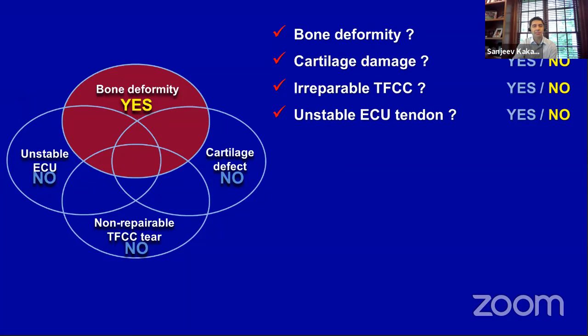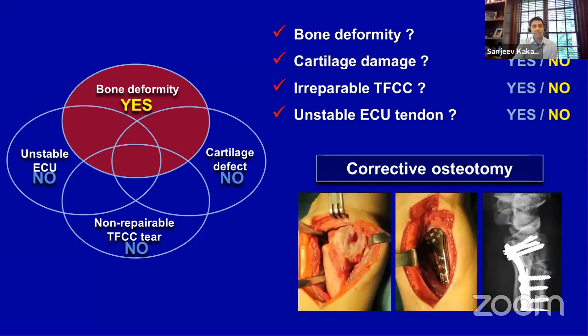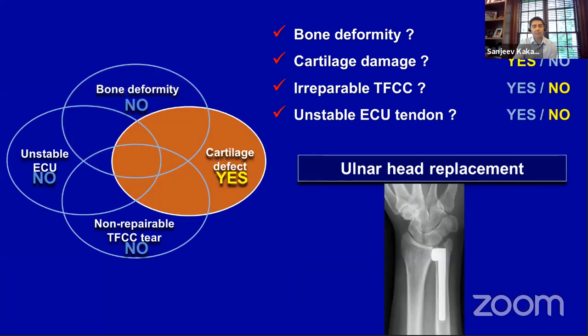Well, if there's a bony problem that we heard earlier on, you have to fix that. So here you can do a corrective osteotomy. If there's arthritis of the DRUJ, again, using the four-leaf clover, address your treatment to that. So this is an ulnar head replacement.